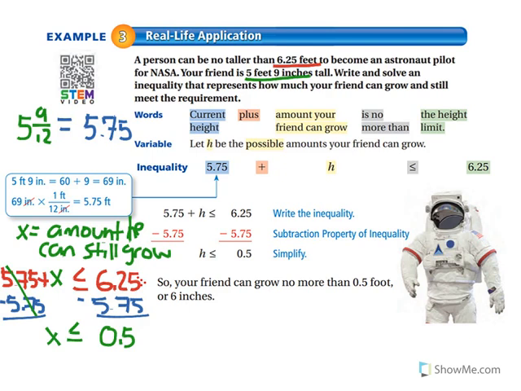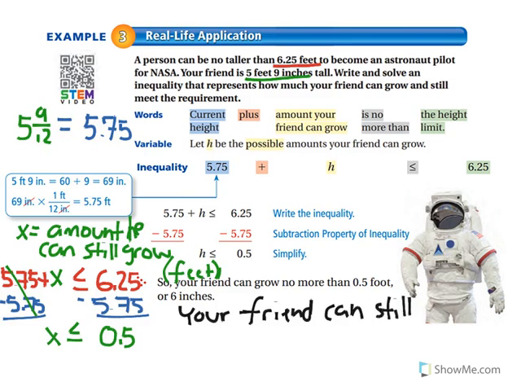Now, what does 0.5 mean? Well, I guess what we failed to mention in the beginning is that when they said it was 6.25 feet and we had 5.75 feet, we're dealing in feet. So the amount he can grow is in feet. So our answer is in feet. So your friend can still grow 0.5 feet, which is the same thing as 6 inches.